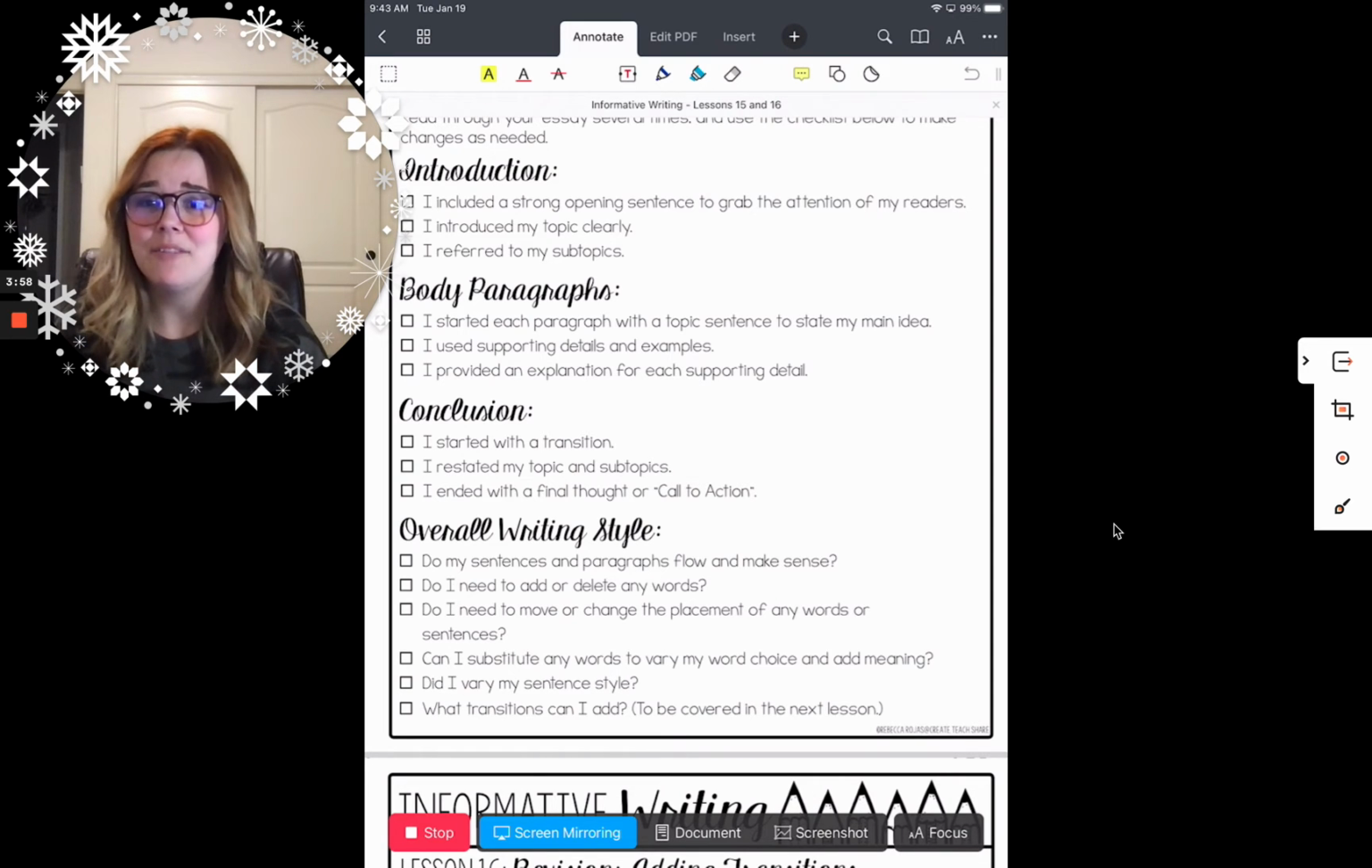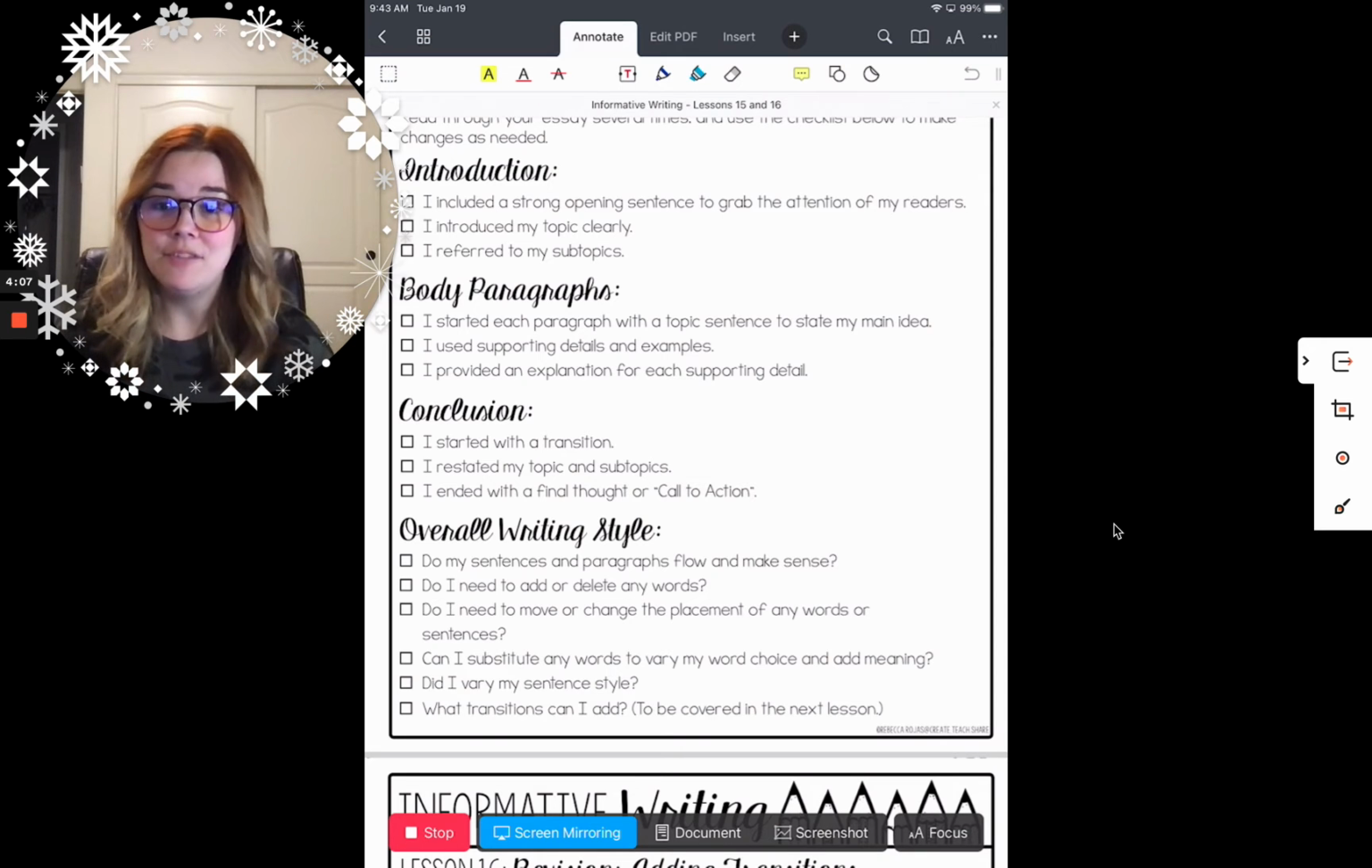Should I move paragraphs around? Do I need to add or delete any words? Maybe you wrote the same word twice. I know I've done that sometimes. I will start writing and then I'll look away for a second and come back and I'll start that sentence over again mid-sentence. So look and see if you need to add or delete any words.